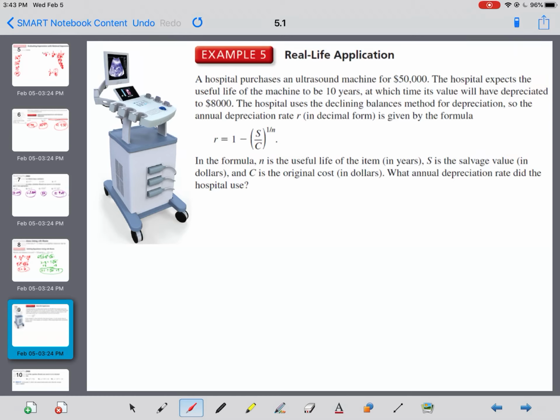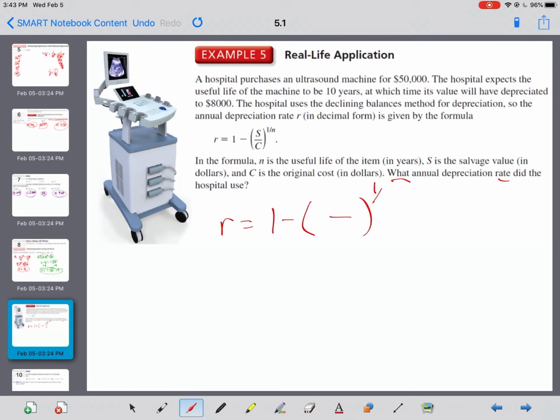In the formula, N is the useful life of the item in years, S is the salvage value in dollars, and C is the original cost in dollars. What annual depreciation rate did the hospital use? So what rate? We need to find R. 1 minus, and it's a fill-in-the-blank problem.